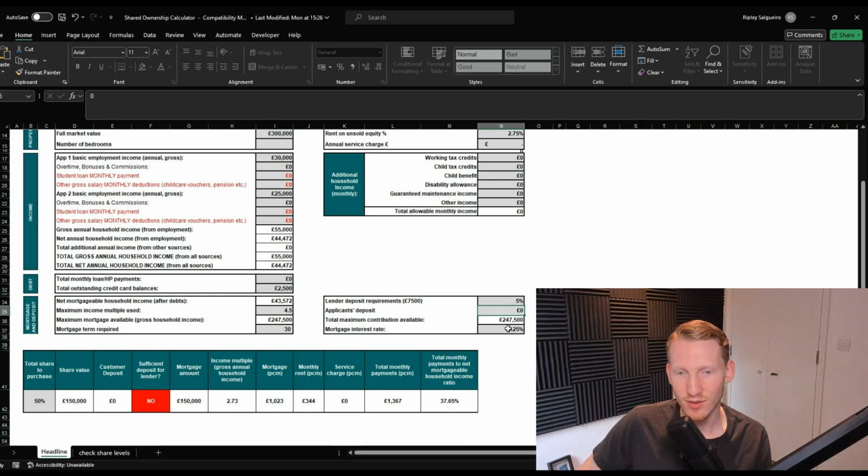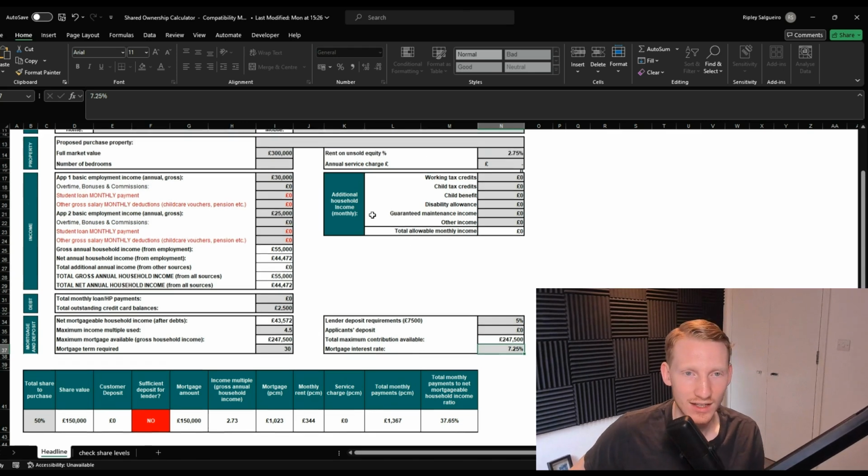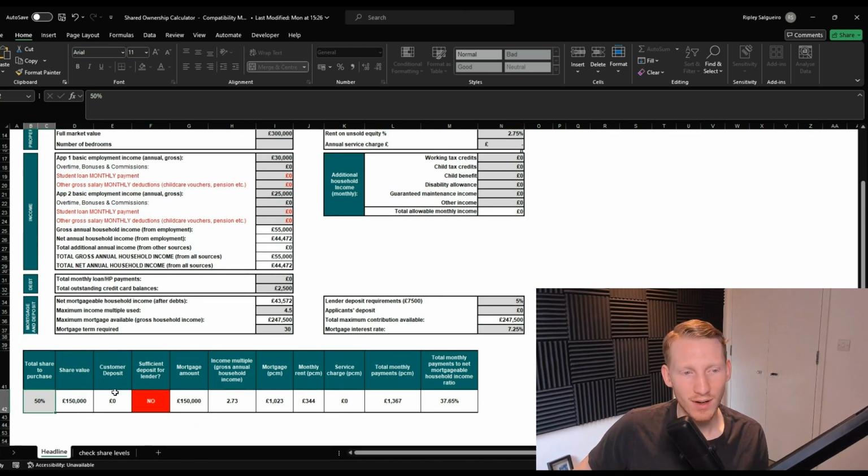We're looking at doing it with no deposit, and the interest rate, let's say it's roughly 7.25%, which is just an estimation for this video. It's not an indication of what you could actually get. If they were to buy a 50% share, the value of the share would be £150,000, because it's 50% of the £300,000 total value of the property. We would be mortgaging £150,000.